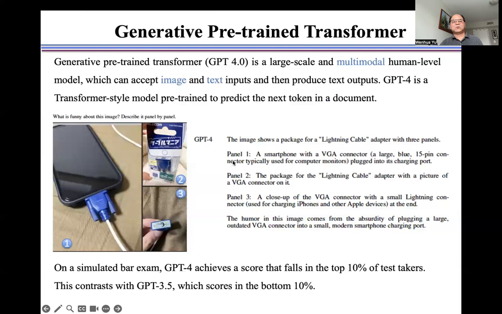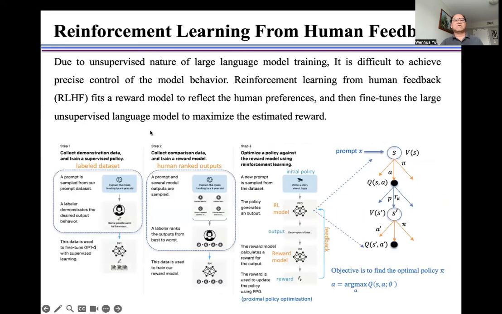From the output generated by GPT-4, we can see its performance is very good. In addition, on a simulated bar exam, GPT-4 achieves a score that falls in the top 10% of test takers. This contrasts with GPT-3.5, which scores in the bottom 10%. Due to the unsupervised nature of language model training, it is difficult to achieve precise control of the model behavior.